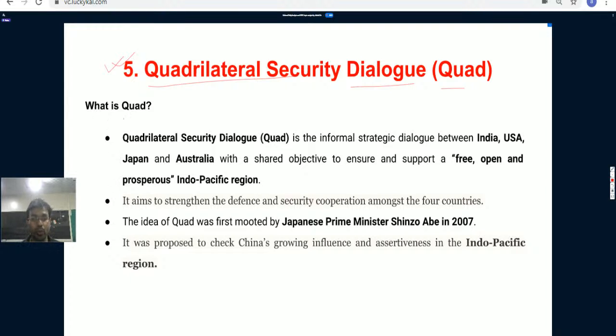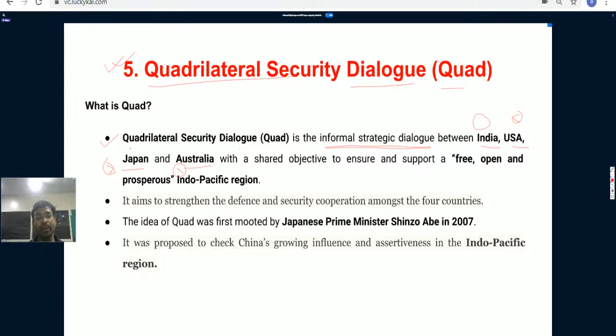So what is Quad? Quad stands for Quadrilateral Security Dialogue, and it is an informal strategic dialogue between 4 countries. What are those 4 countries? India, United States of America, Japan and Australia. These are the 4 countries participating in the informal strategic dialogue known as Quadrilateral Security Dialogue.